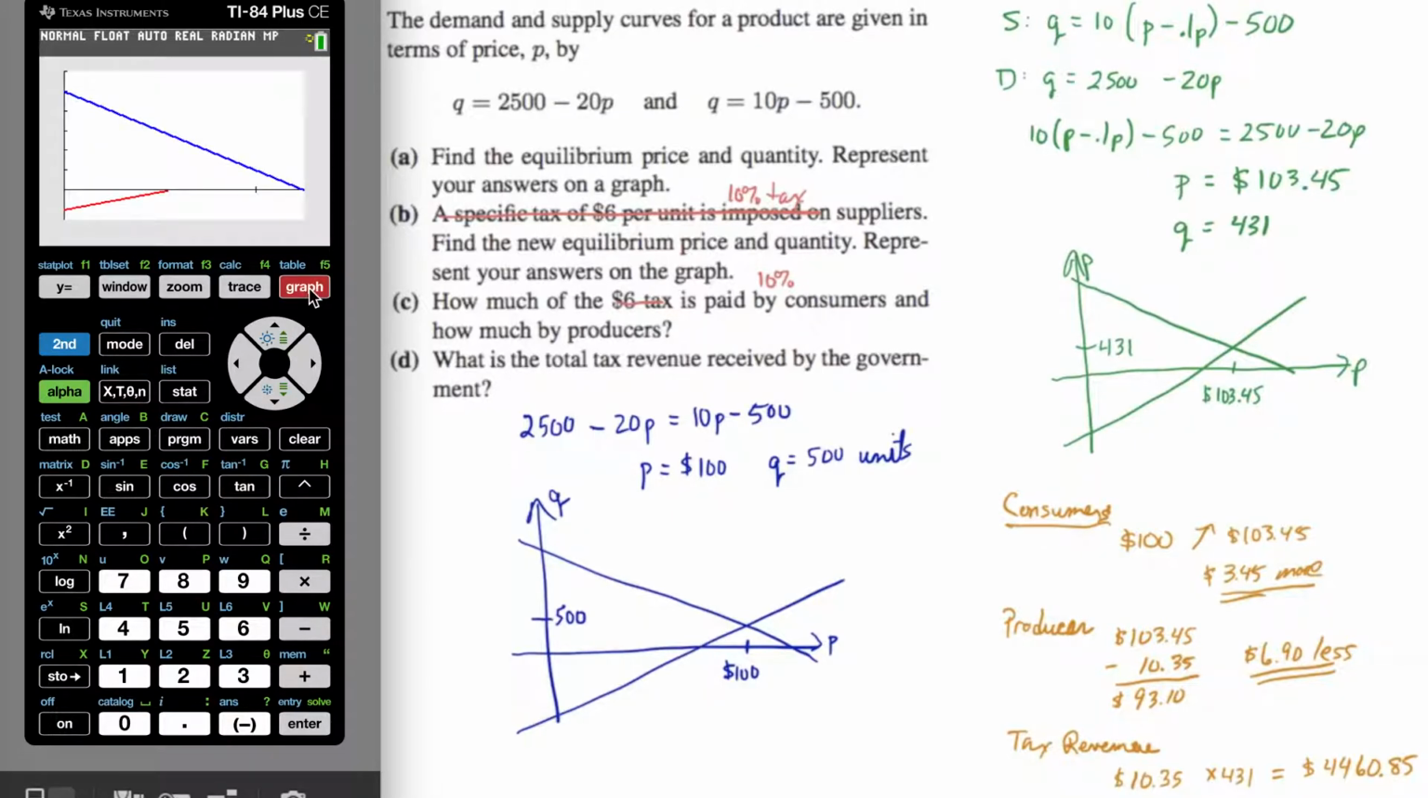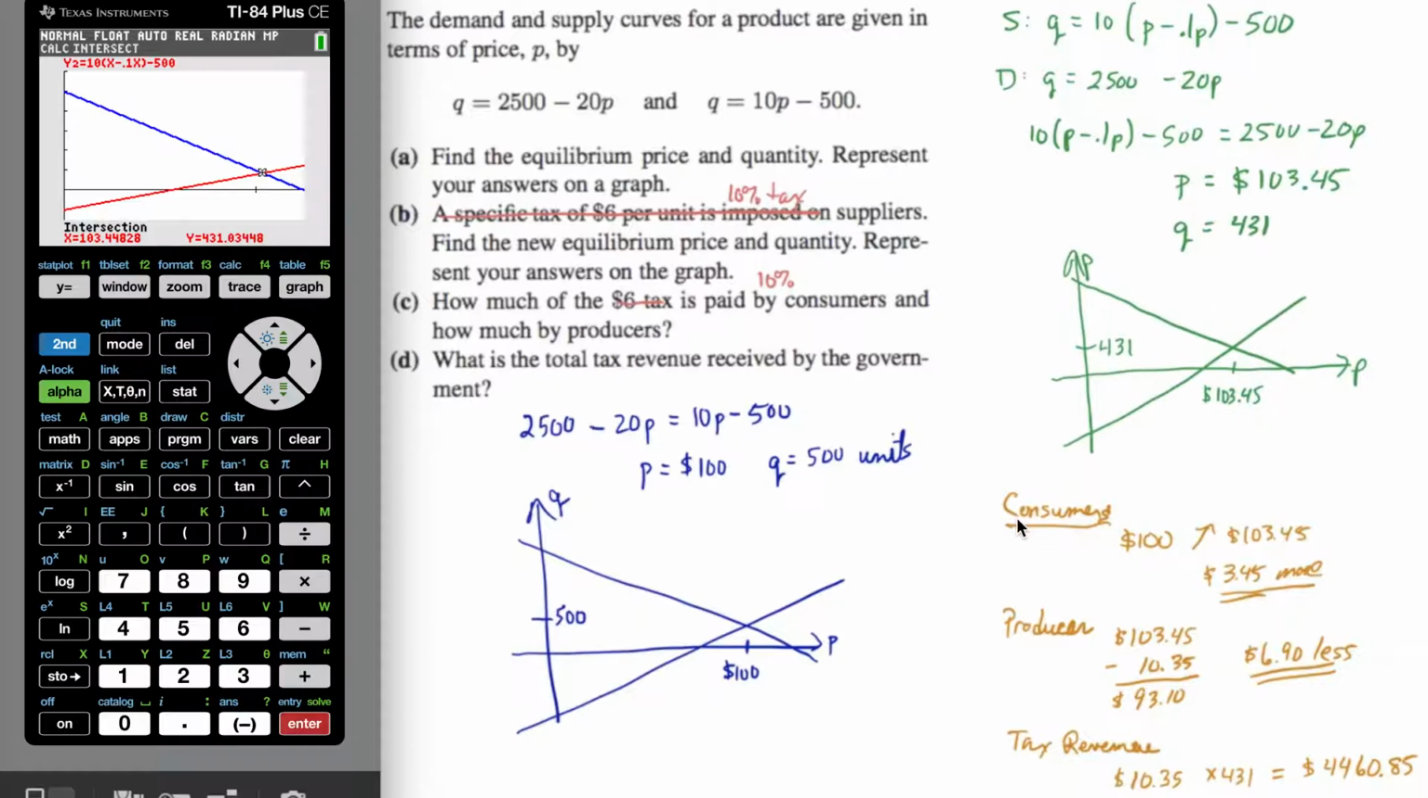I'll press the graph key, so there's my demand curve and my new supply function. I'll press second and trace for calculate, choose number 5 for intersect. The first curve is the demand, press enter. The second curve, that is the supply, so I'll press enter, and then enter one more time as a guess, and it will lock in on 103.45 if you round to the nearest penny. That's $103.45. And this Y, 431 if you round to the nearest unit. So this graph represents the new equilibrium price and quantity.